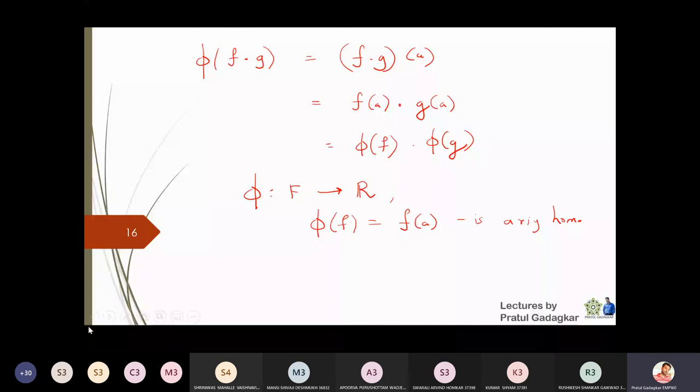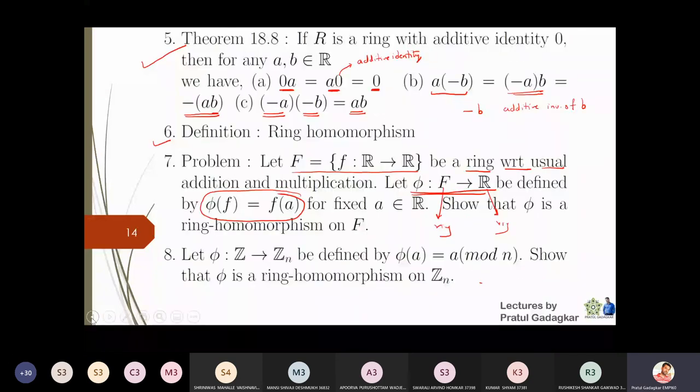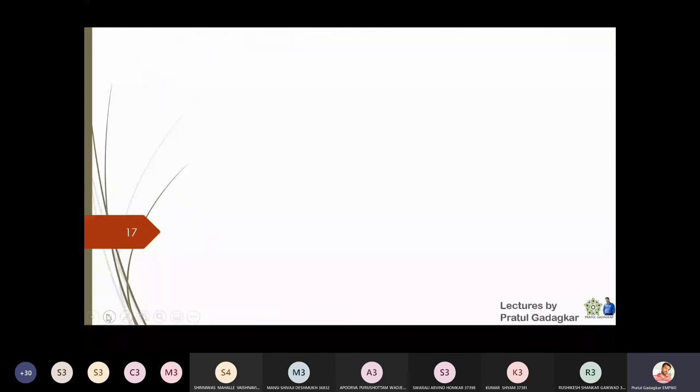If I go to the next example, the eighth example, phi from Z to Zn. So this Z is also a ring, and this Zn is also a ring. And what is the function that I'm giving you? Phi of a is equal to a modulo n. Then that function will also be a ring homomorphism. So let me write it on the new page. What is the function phi? Phi is from Z to Zn.